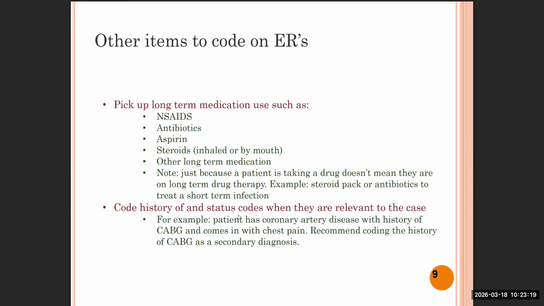Code history of status codes when they are relevant to the case. For example, the patient has coronary artery disease with a history of CABG and comes in with chest pain. It is recommended to code the history of CABG as a secondary diagnosis. Like you will see CABG comes with chest pain, so we can code the history of CABG because chest pain and CABG both are related, right?